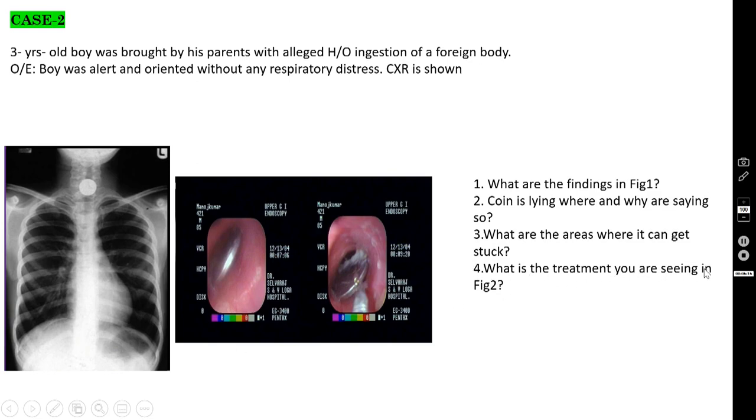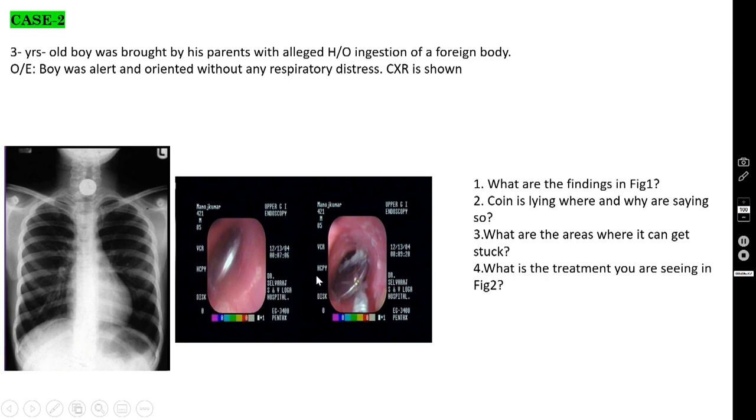And what is the treatment you are seeing in figure 2? So this is actually one of my cases. I did an upper GI endoscopy immediately because it is stuck in the esophagus. I just introduced a foreign body forceps and removed this coin. So it is a very easy procedure.